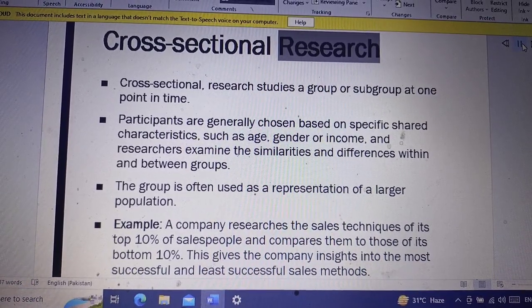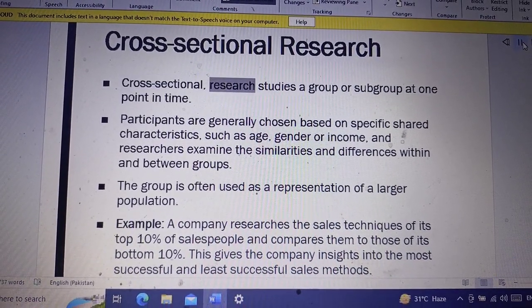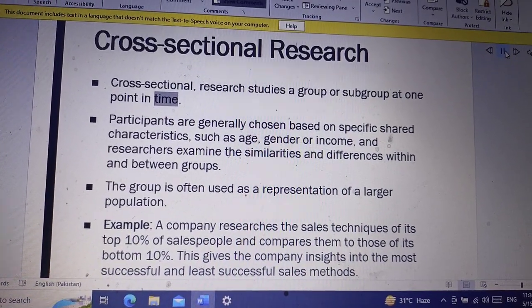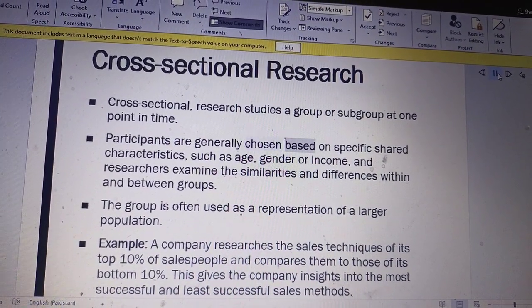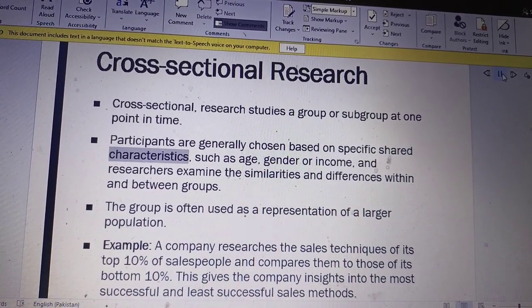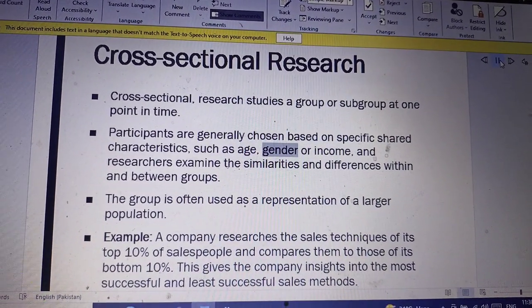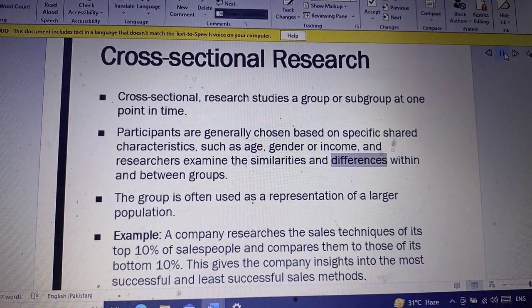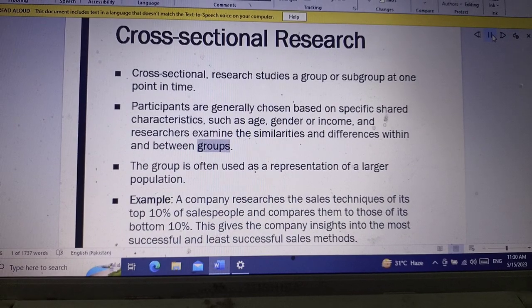Cross-sectional research. Cross-sectional research studies a group or subgroup at one point in time. Participants are generally chosen based on specific shared characteristics, such as age, gender, or income, and researchers examine the similarities and differences within and between groups.